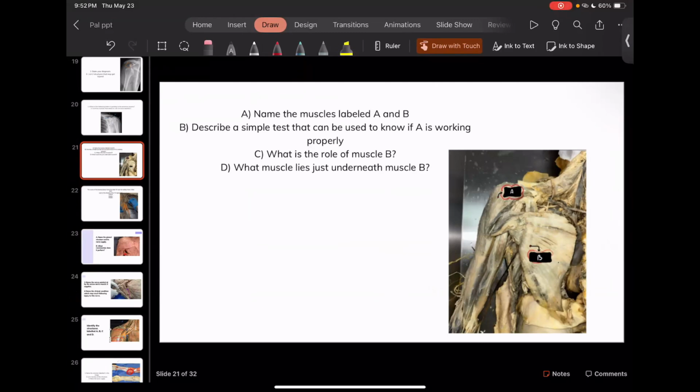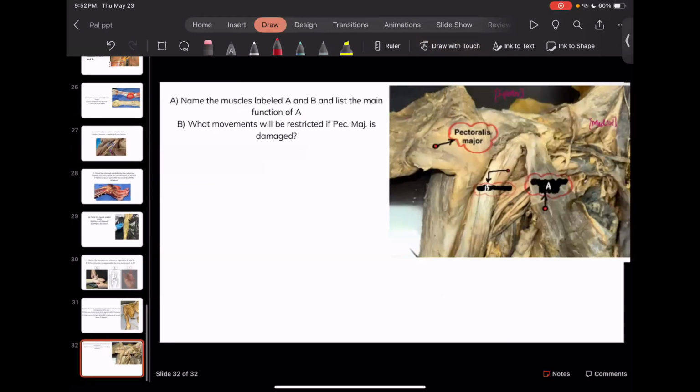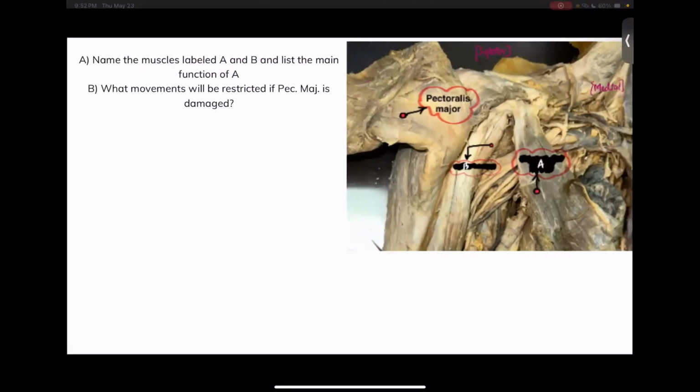So now in this question, what they did is that they cut this part and just flipped it. Now you see the pec major. Okay, let me go here. Yeah. So now you see the pec minor. So A would be the pec minor and B would be the coracobrachialis.